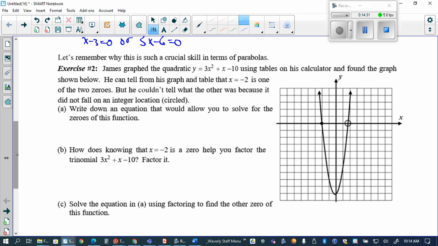And the people at home did not get the privilege of viewing all of that. But anyway, James graphed the quadratic 3x squared plus x minus 10 using his calculator and the table of values. He can tell from his graph and the table that x equals -2, that's this right here, is one of the zeros. That's a circle indicating that I'm talking about that point, not a graph circle.